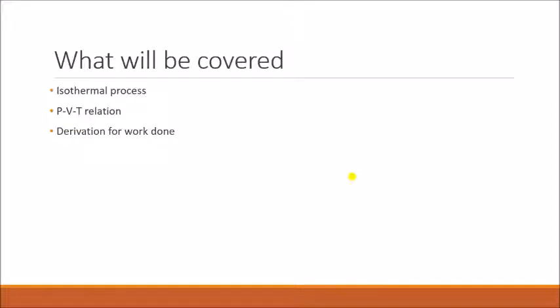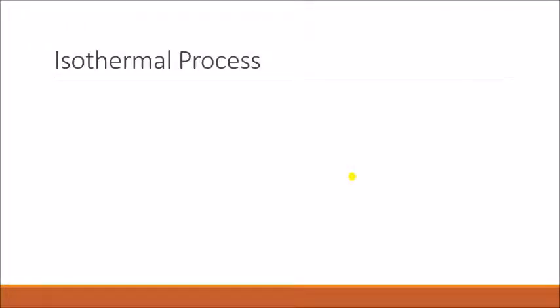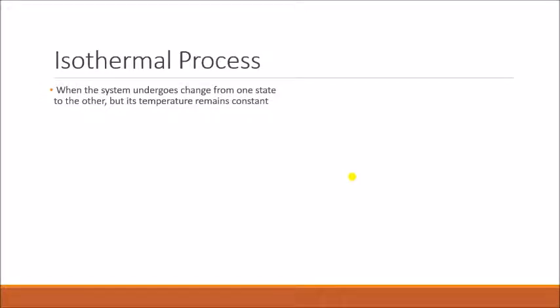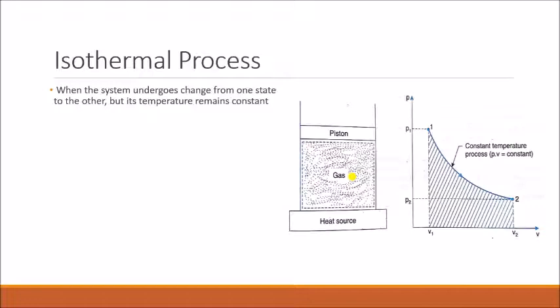Okay, so let's go through isothermal process. What do you mean by isothermal process? This isothermal process can also be called as constant temperature process. In the sense, during this process the system changes its state from one state to another, that is from initial state to final state. But during this change, the temperature of that system remains constant. So the temperature of that gas remains constant. Okay, so how that happens, we'll see it here.